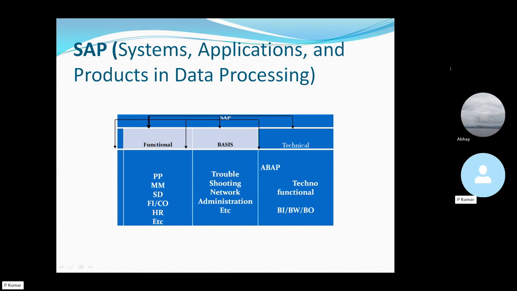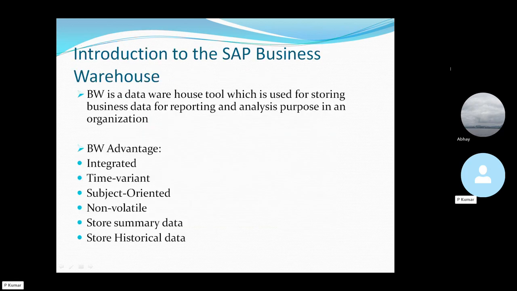Under this we have BW or BW/4HANA, or BO. BO is basically a reporting tool. It is not an ETL tool, but BW/4HANA is ETL plus reporting. We have both tools. Now let's see some basics.